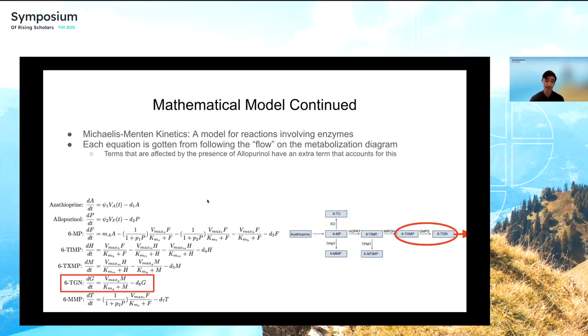It's where you see all of these Vmax times M over Km plus M terms. Those all come from Michaelis-Menten kinetics. And each equation is gotten from the flow, the quote unquote flow, on the metabolization diagram. So if we look at 6-TGN, we notice that what's flowing into it is 6-TXMP. And that's shown in the differential equation by that Vmax G times M over Kmg plus M term. And you also have an arrow pointing away from 6-TGN, which represents it leaving the body. And that's represented by the minus D6G term.